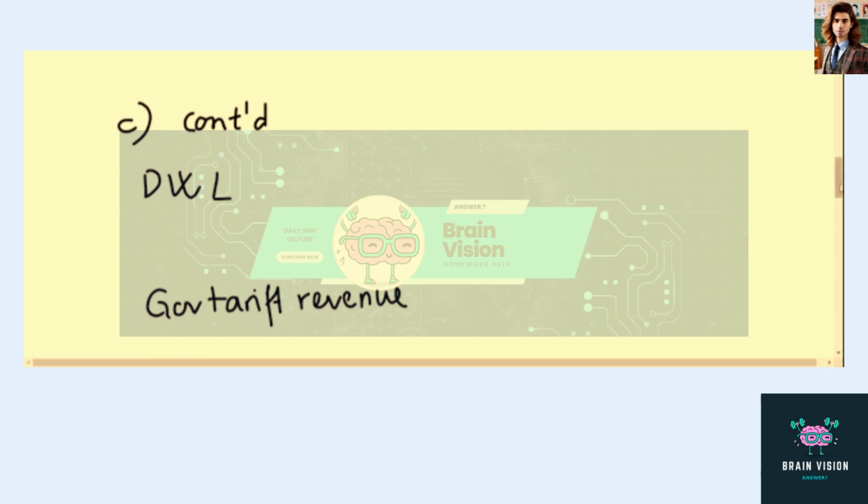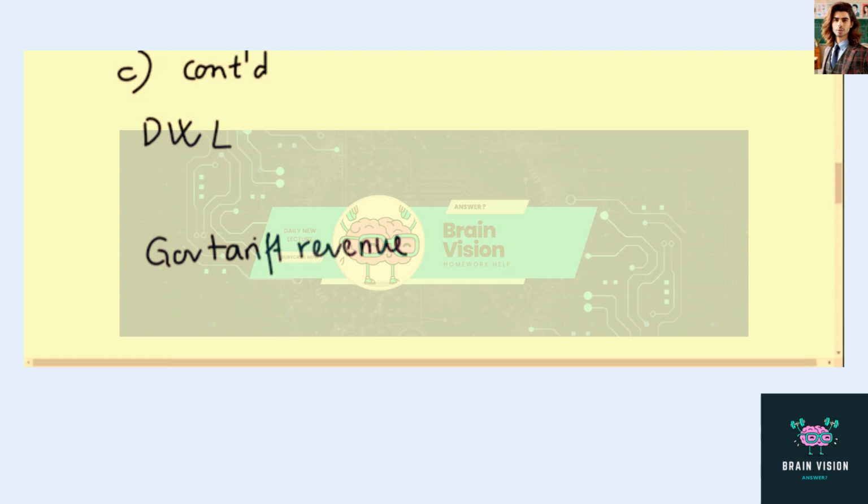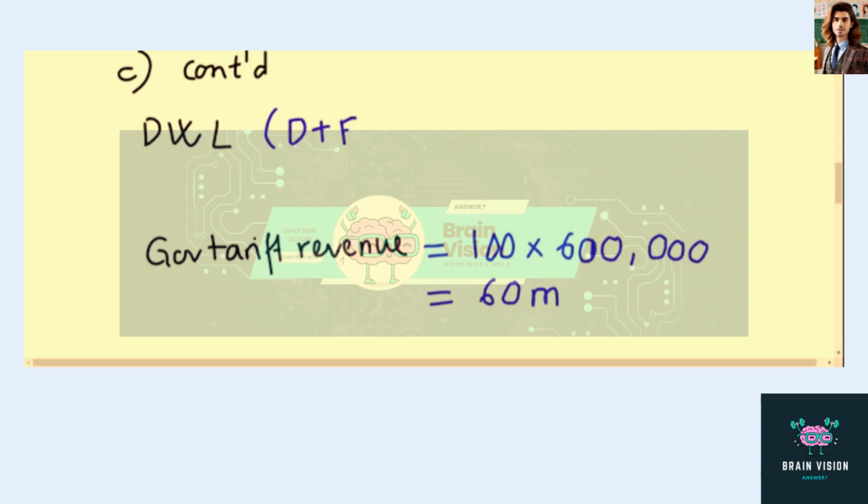The government would gain tariff revenue equal to 100, which is the value of the tax, times 600,000. That is 60 million. The deadweight loss of the tariff would be the sum of areas D and F. That is a value of 20 million. Recall that D and F have the same area, same value of 10 million.